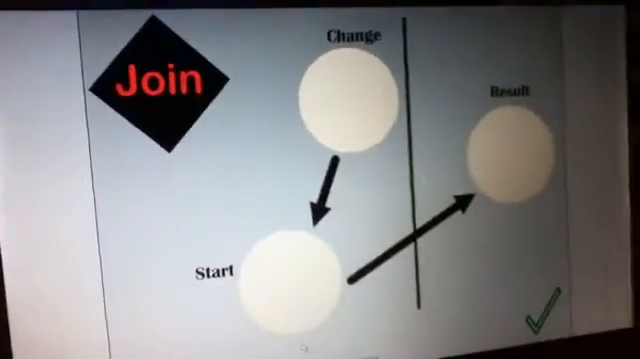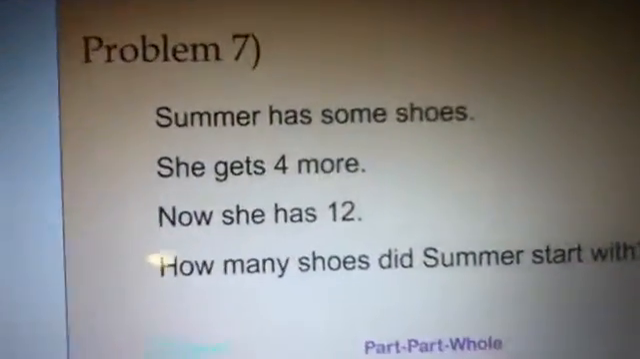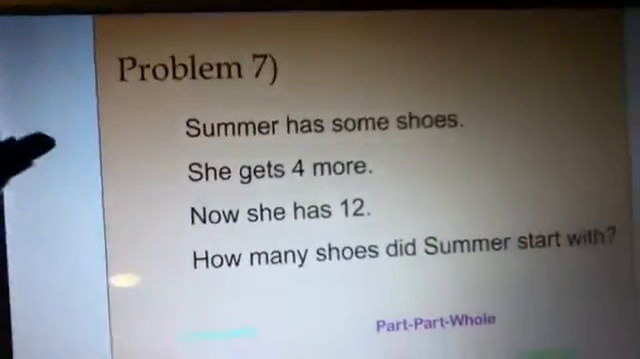Okay, so the first thing we're going to do is uncover the problem structure using the join structure. Okay, awesome. So we know that Summer started with some amount of shoes. Right now we don't know what she started with, but we can go ahead and fill this circle out with a question mark. Because we do know that this is what we're going to be looking for in this problem. Okay, so Summer had some amount of shoes.